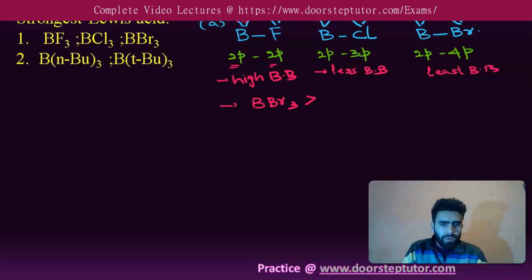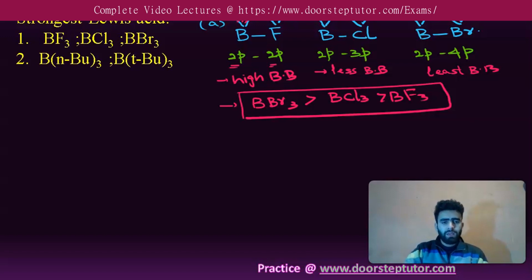It will be followed by BCl3, followed by BF3. So among the following species, BBr3 will have the highest tendency to accept the electron. Why? Because it has the least back bonding. Similarly, BCl3 will follow, and BF3 will have the least Lewis acidity.